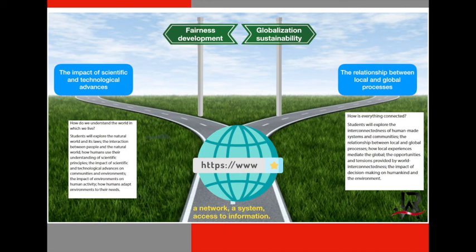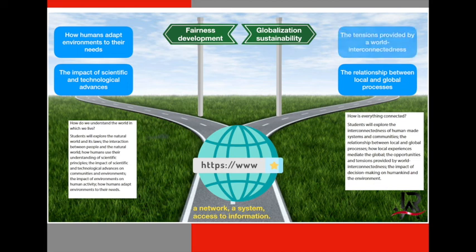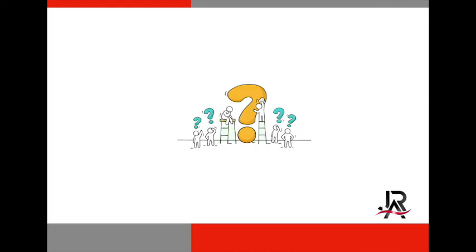From these two global contexts, we could also choose two completely different directions. For example, from fairness and development, we could explore how humans adapt environments to their needs. And in globalization and sustainability, we could explore the tensions provided by a world interconnectedness. I invite you to try this exercise with another unit of yours. Remember to look into the explorations of the global contexts before you make your decision about the direction you would like your unit to take.